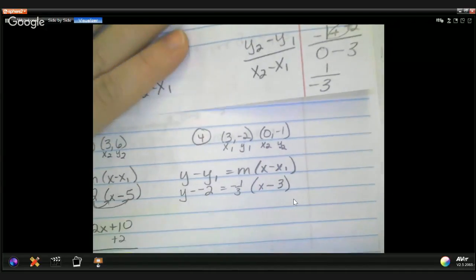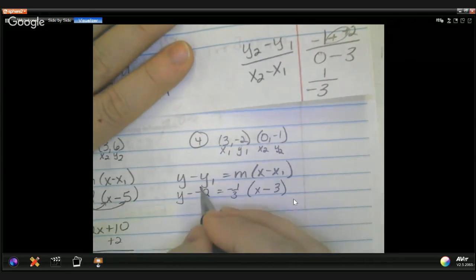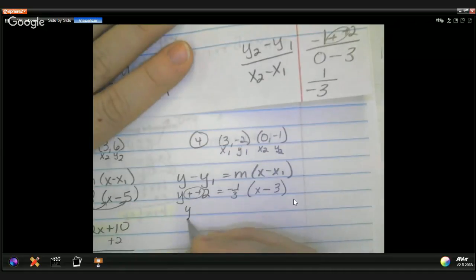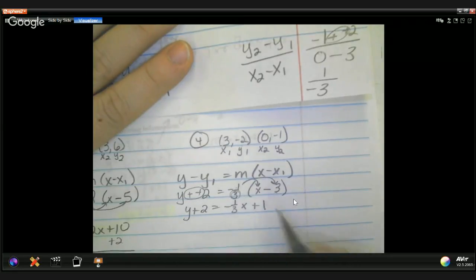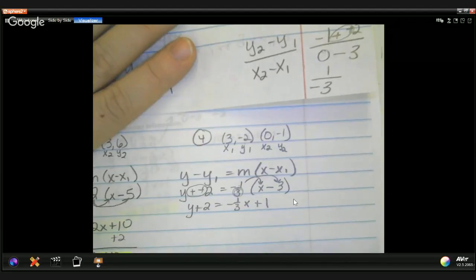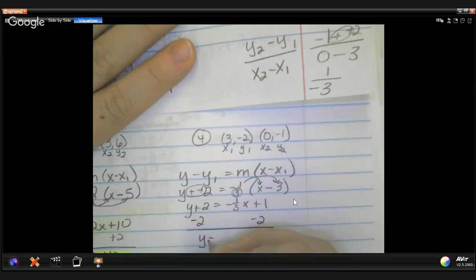Remember that we don't want to put negatives on the bottom. So either put it on the top or in the middle. So I have 2 negatives here, so that's going to become a plus. And I'm going to distribute this here. So negative 1/3 x. Negative 1 times negative 3 is a positive 3, divided by 3 is a positive 1. And now I'm going to subtract 2 on both sides. And I get y equals negative 1/3 x minus 1.